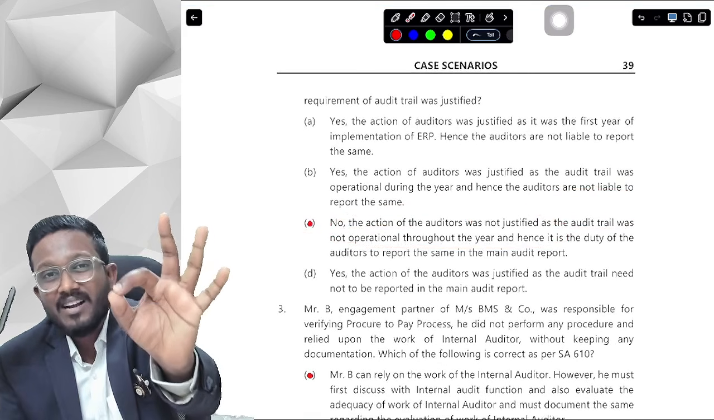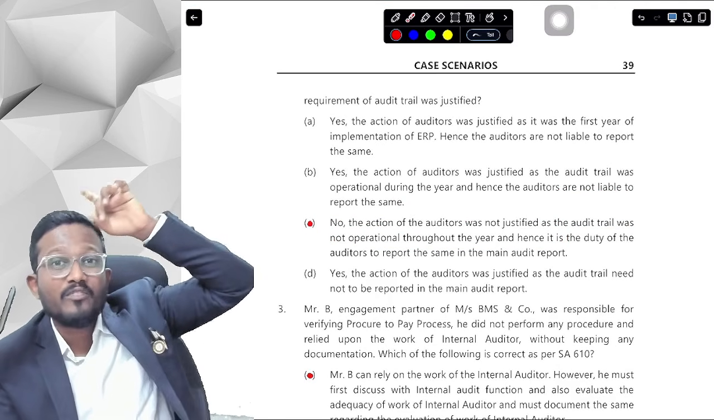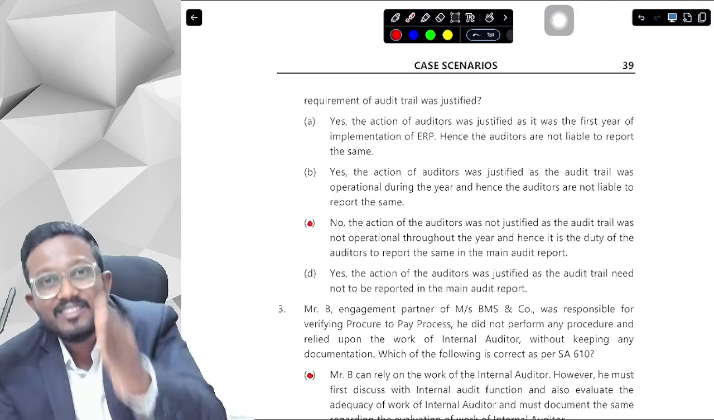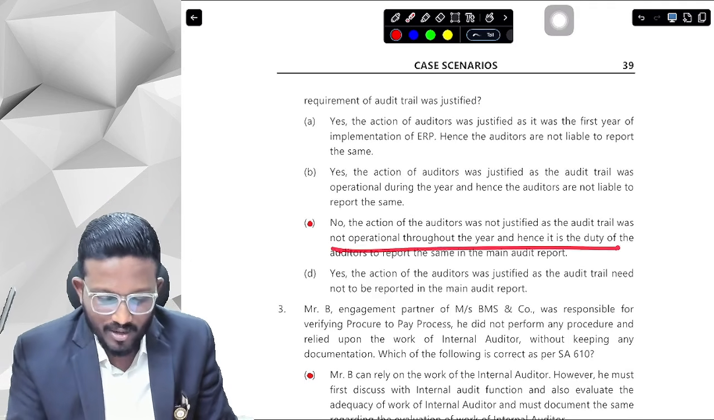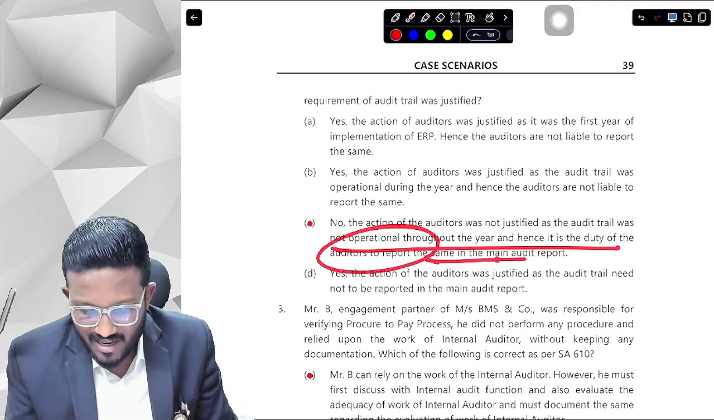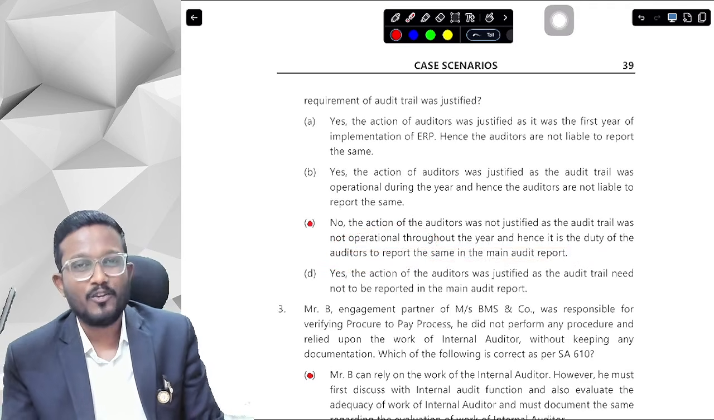The requirement is what, sir? That the audit trail should be operational throughout the period from 1st April to 31st March, but here the audit trail was operational from 3rd December only. So we need to report the same in the main audit report. Okay, yes sir, that the audit trail was not operational for the full financial year.